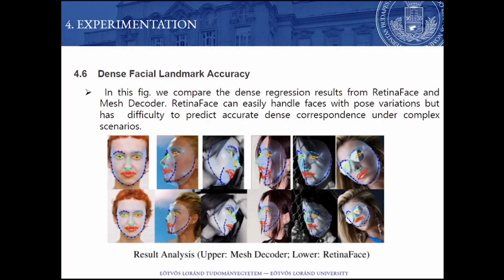In this figure, we compare the dense regression result from RetinaFace and the mesh decoder. RetinaFace can easily handle the face with pose variations, but has difficulty predicting the accurate dense correspondence under complex scenarios. As you can see in the picture below with the glasses, it has some difficulties predicting the accurate dense correspondence. So this is the upper mesh decoder, and the lower is for RetinaFace.